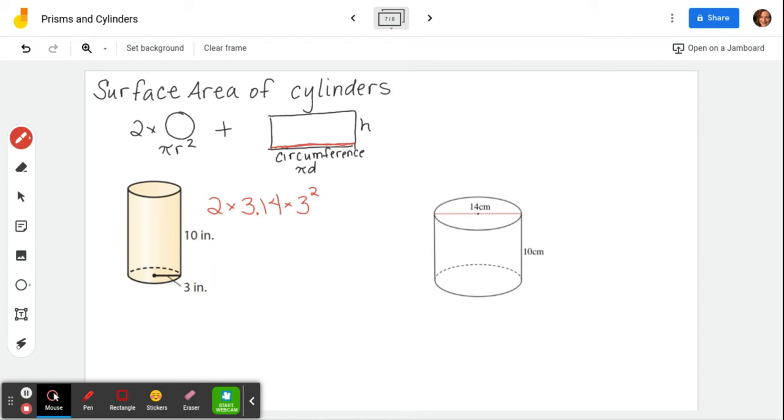Let's remember what we're doing here. So 2 times pi times r squared. This is the area of the base. We have 2 of those. So that takes care of the top and the bottom.